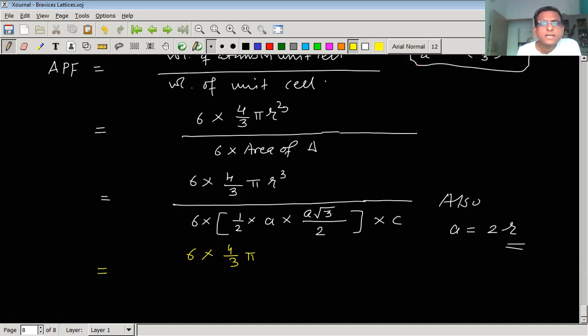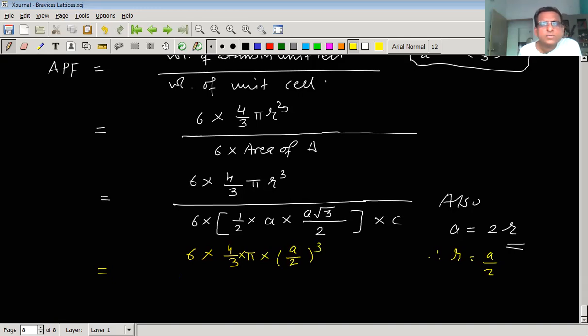So let us convert any of the two. Either you convert A into R or R into A. So we have to convert R into A. So obviously R will be equal to A by 2, isn't it? So 6 into 4 by 3 into pi into R cube. So R cube will be A by 2 bracket cube.